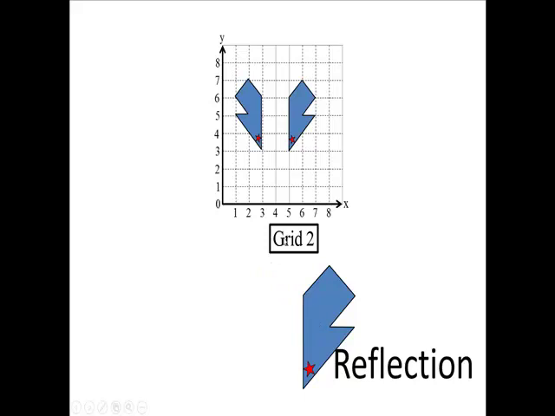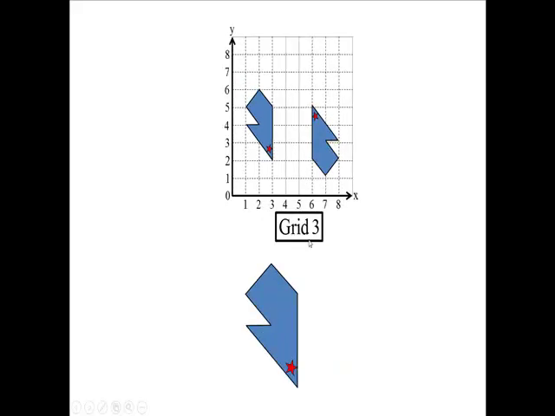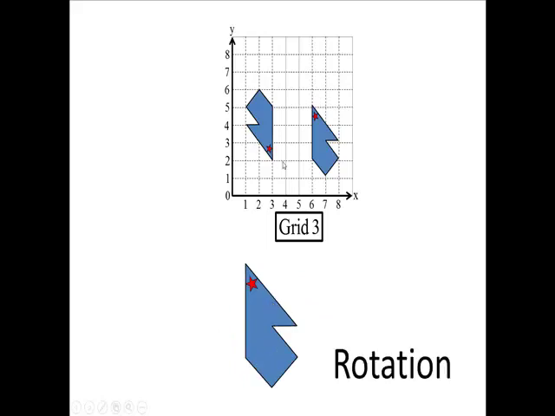Okay, so grid 1 was a rotation. Grid 2 is a reflection. What happens in grid 3? How do I make this figure look like this figure? Okay, well, what it's doing is it's turning, isn't it? And when it turns around enough, then it looks like this one. Go back again. It was like this. We are rotating that thing, aren't we? So grid 3 is a rotation.